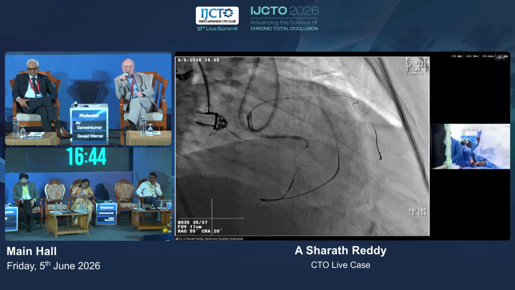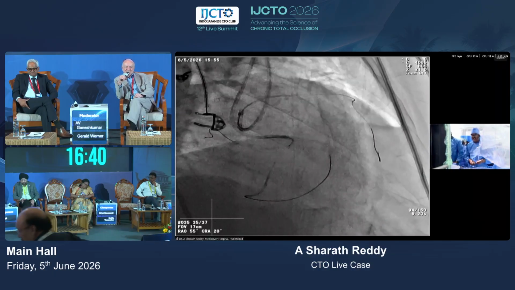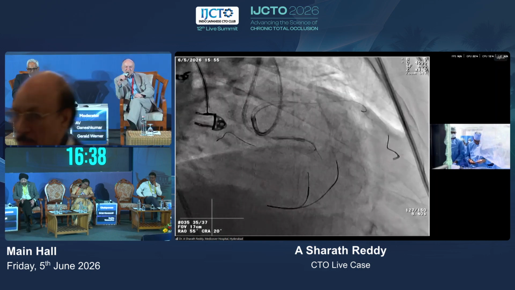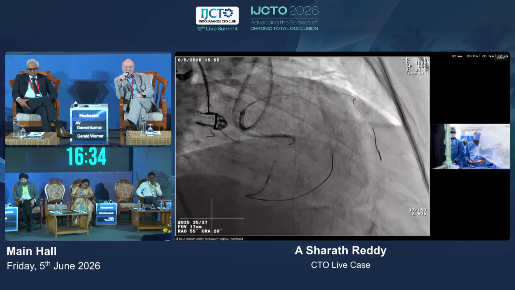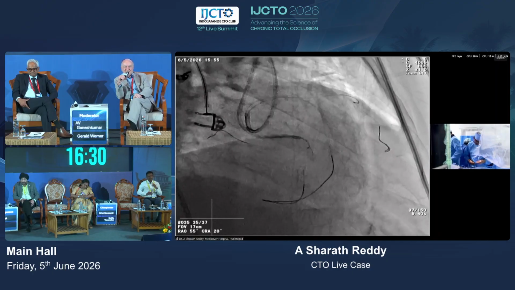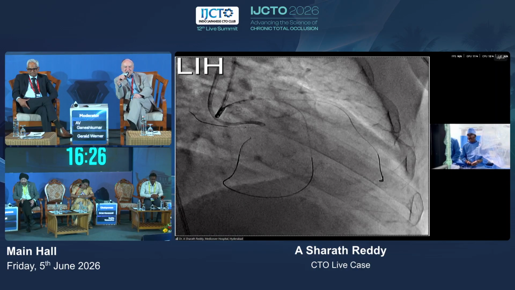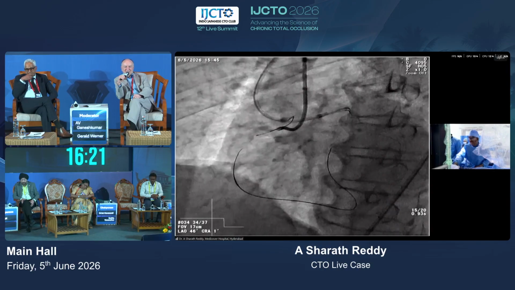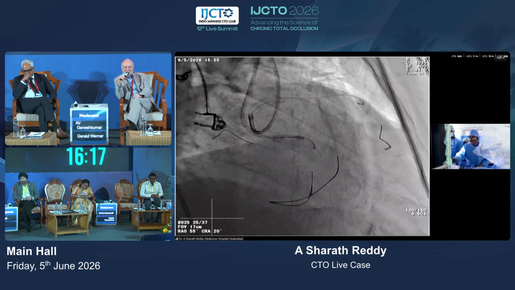Take a dual lumen catheter, take a stiff wire. This is a dual lumen catheter into the septal branch. Then I tried Gaia 3. Is it live now? Is it live or recorded? No, it's just recorded. Okay. This is recorded. So you did not get through yet.